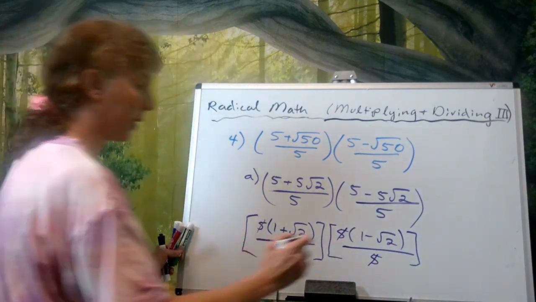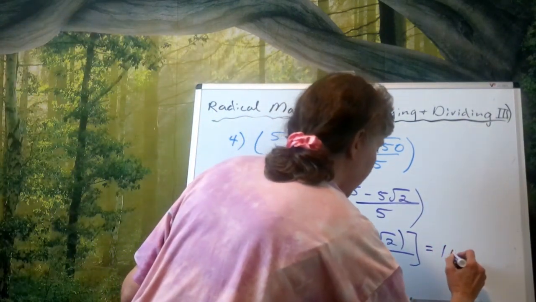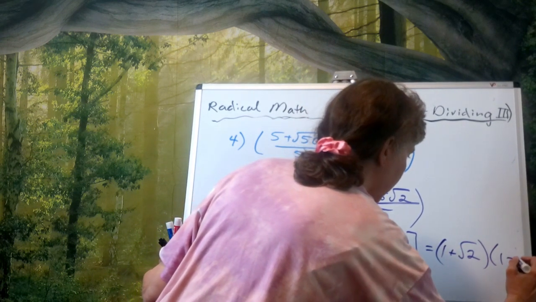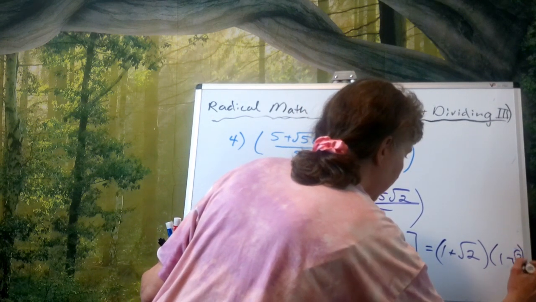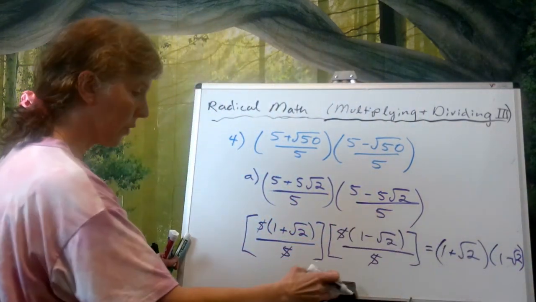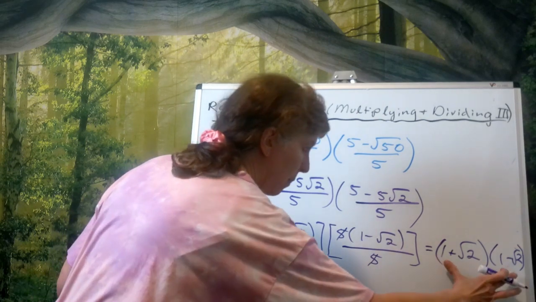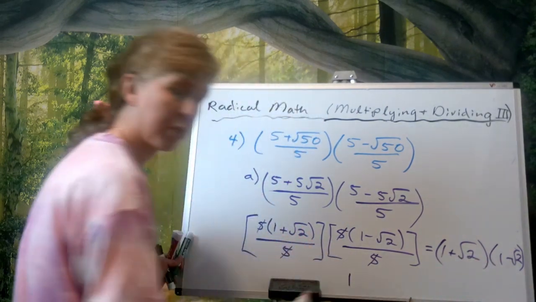So I end up with 1 plus root 2 times 1 minus root 2. Whoops, it's a bit squishy there. All right. If I FOIL that out, I get 1 times 1 is 1. Minus root 2 plus root 2 is 0.